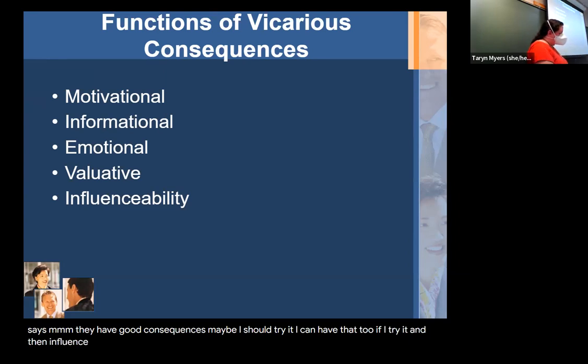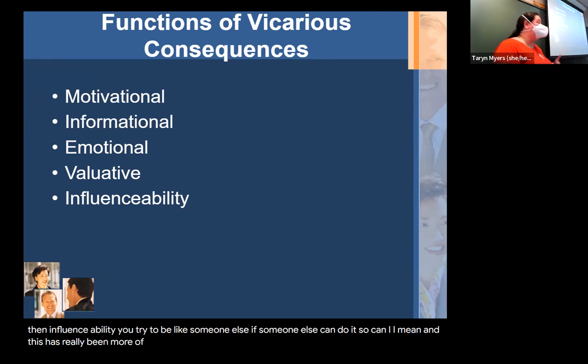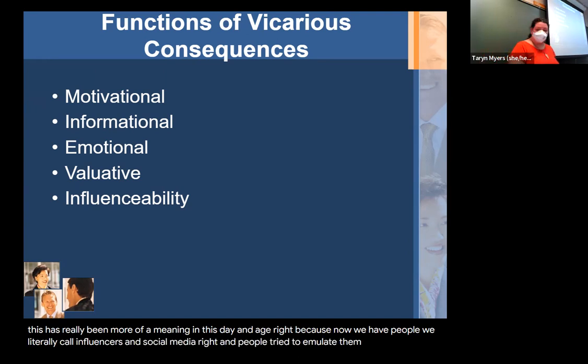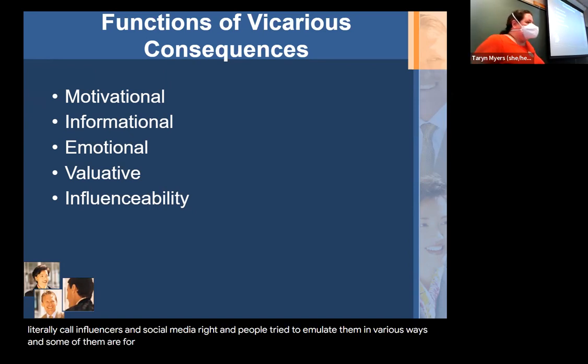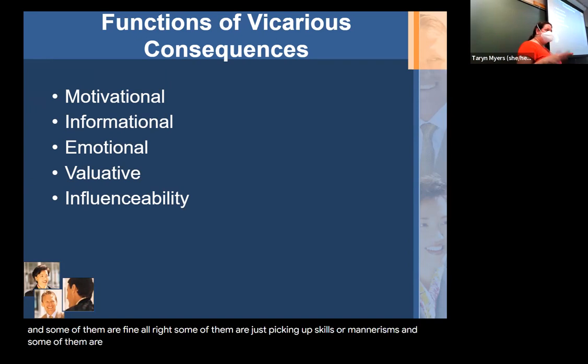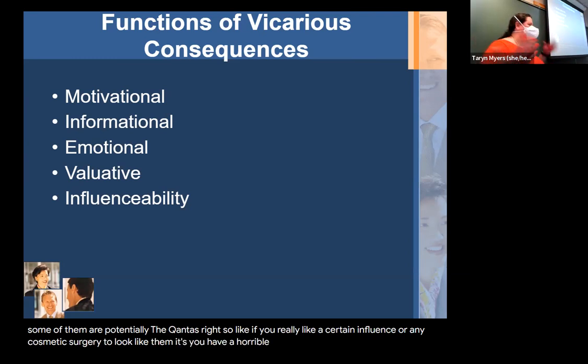And then influenceability. You try to be like someone else. If someone else can do it, so can I. And this has even more of a meaning in this day and age, right? Because now we have people we literally call influencers on social media, and people try to emulate them in various ways. Some of them are fine, right? Some of them are just picking up skills or mannerisms. And some of them potentially have negative consequences. So if you really like a certain influencer and you get cosmetic surgery to look like them, and you have a horrible side effect, this can trickle in weird ways sometimes.